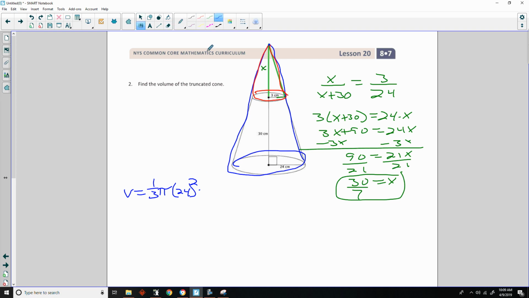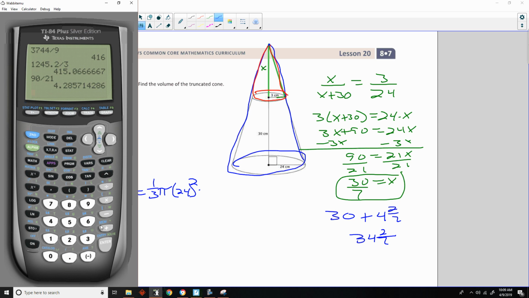Stay with the color. So this x is 30 over 7. So it's going to be the whole height, which is 30 plus 30 sevenths. Okay, that's why I did that. Plus 4 and 2 sevenths. So it's 34 and 2 sevenths. Okay, so 34 times 7 plus 2 is 240 over 7.